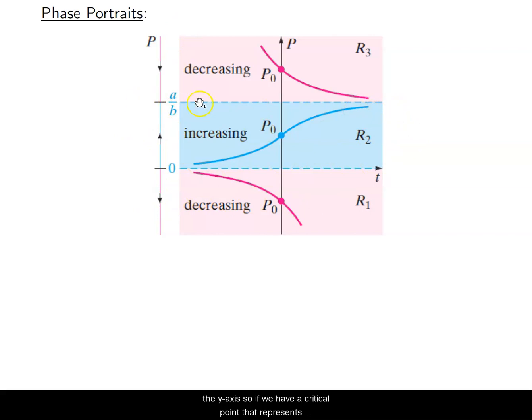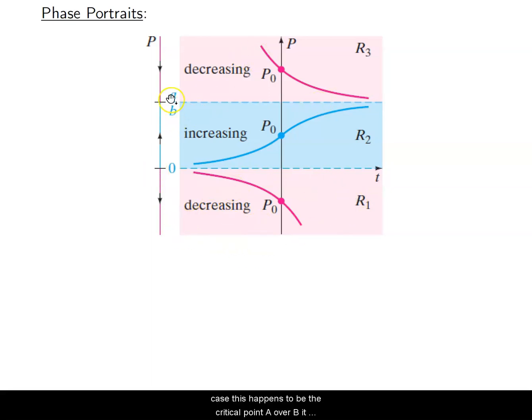So if we have a critical point that represents an equilibrium solution, in between any two equilibrium points there is a common direction of what the slopes are doing, right? Anything above a critical point has a common direction of what the slopes are doing. So in the regions between the critical points, the slopes all have similar characteristics, right?